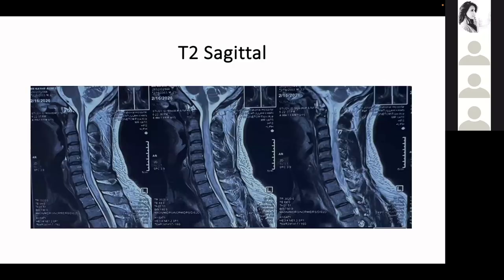On T2, again, we can appreciate that the lesion is expansile and eccentric with proximal and distal edema. So in this, you can really appreciate the edema is reaching up to the cervicomedullary junction and distally up to the proximal thoracic cord.